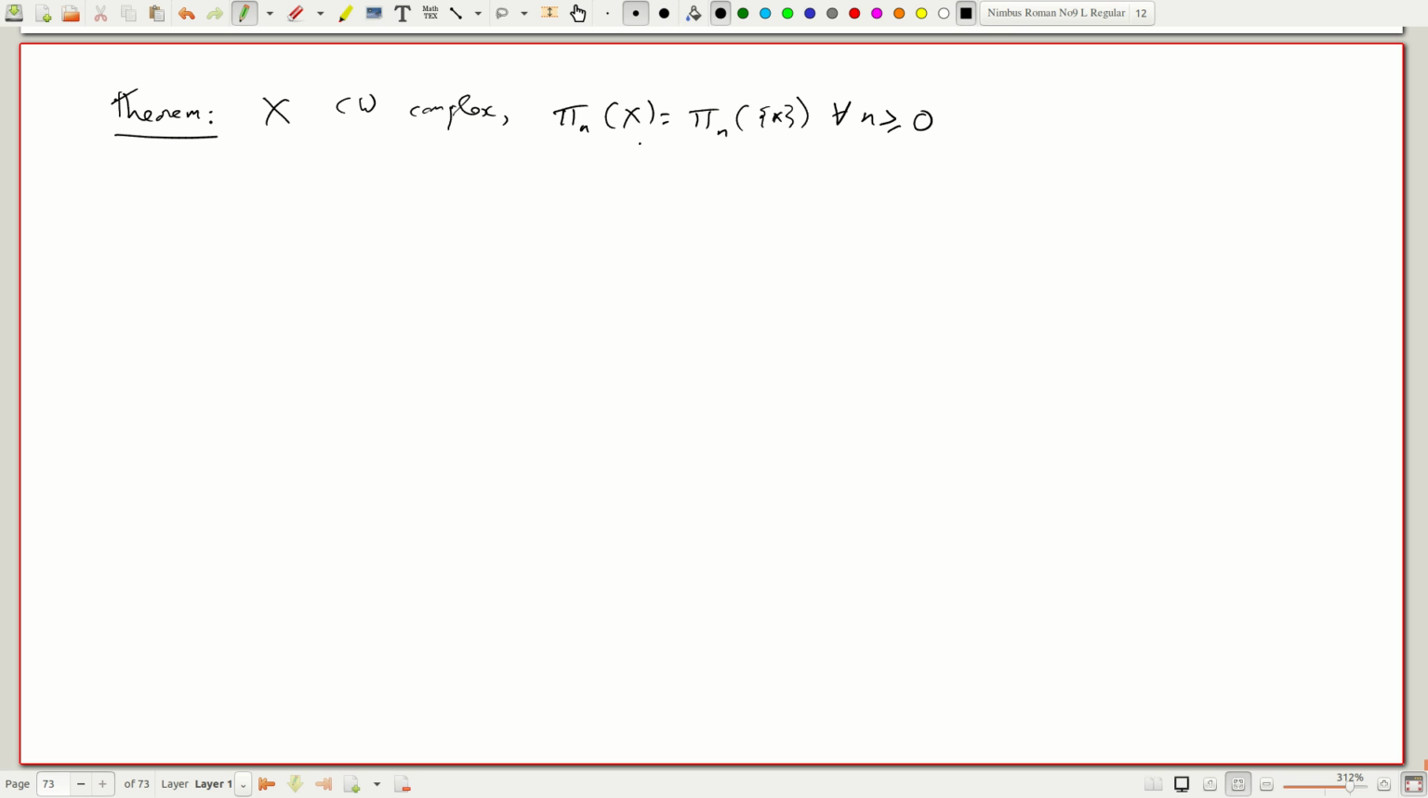I'm writing it this way, being aware that pi 0 is only a set. It's not a group. Pi 1 is a non-abelian group, and pi 2 onwards are abelian groups. Okay, but nevertheless, equality makes sense in all cases. So this is pi n of X is pi n of star, equals in the sense of isomorphism. Okay, then X is contractible.